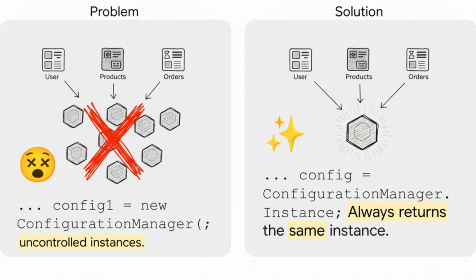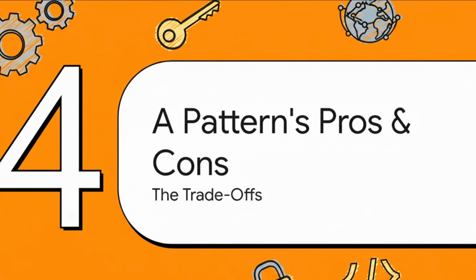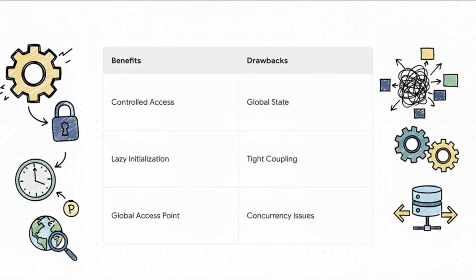Problem solved. Now, before you run off and turn every class you've ever written into a singleton, we need to have a serious talk. Because like any powerful tool, it's not a silver bullet. It comes with its own trade-offs, and it's absolutely crucial to understand both the good and the bad. So let's break it down. The benefits are pretty sweet. You get guaranteed controlled access, a single global place to find your object, and it's often lazy, which means the object isn't even created until the first time you ask for it.